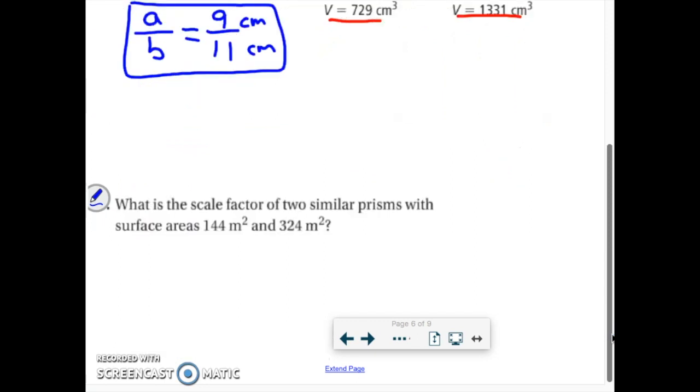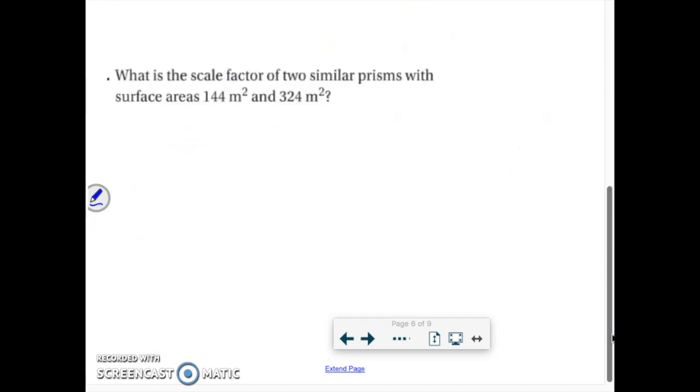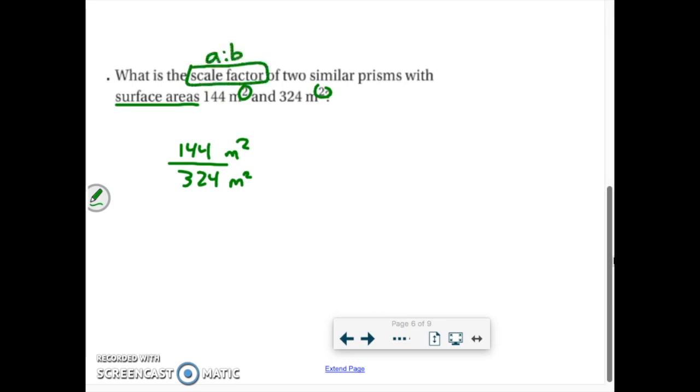All right, so like this one here. This one says, what is the scale factor of two similar prisms with surface areas? So they gave us areas this time, which are in square units. What they gave us is 144 to 324 as a ratio. These are in square units. We want to get a to b from that. So if 144 over 324 is our ratio, you can check the units if you're not sure. Right now we're talking a squared to b squared, and we need to get that into a to b.